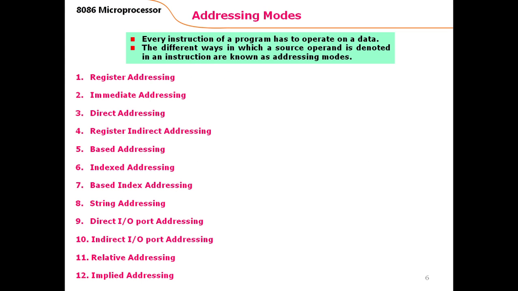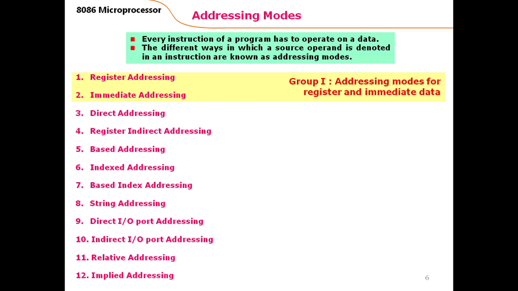So there are 12 addressing modes. These 12 addressing modes can be combined to make a reduced number of addressing modes. They are given different names in different books and different tutorials. So if the number of addressing modes is reduced, then multiple addressing modes are combined into a single name. But in total, we have these addressing modes.